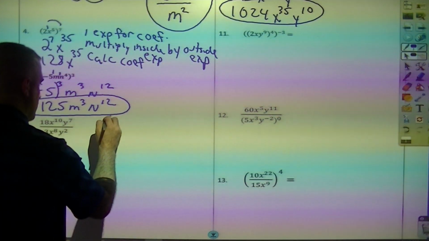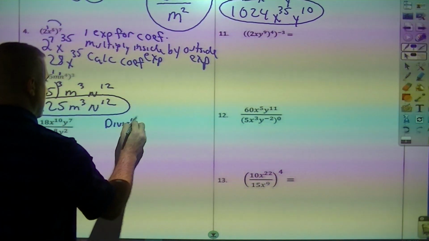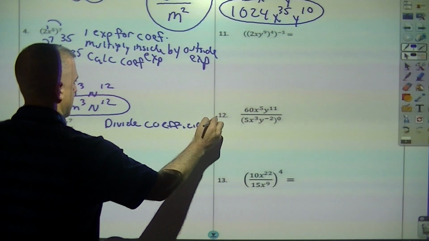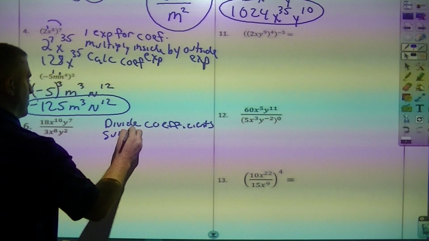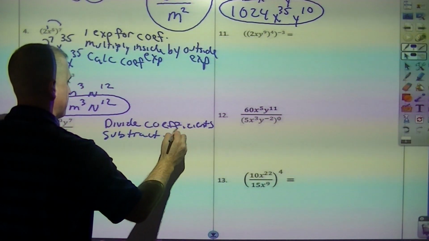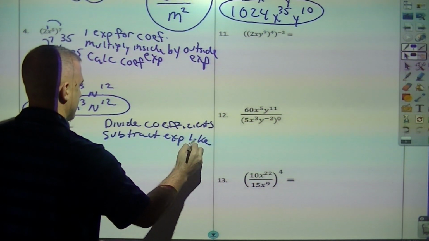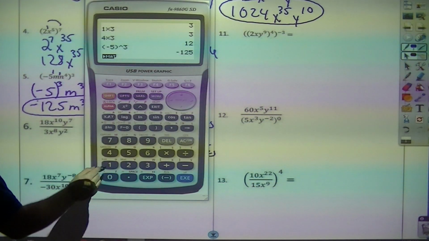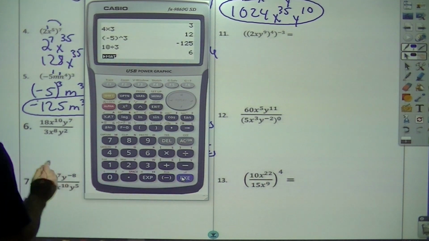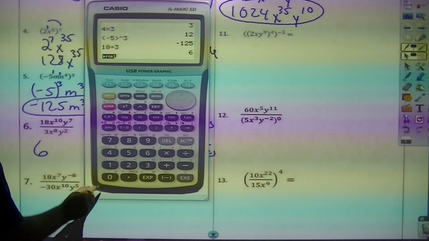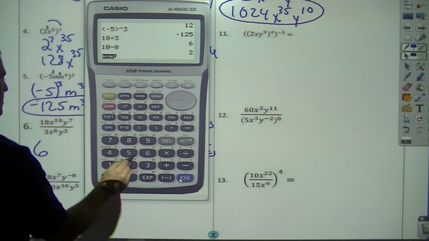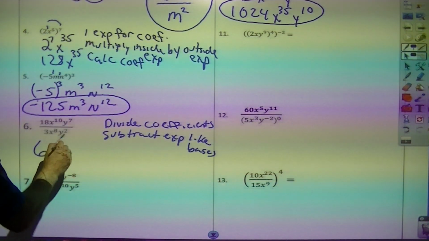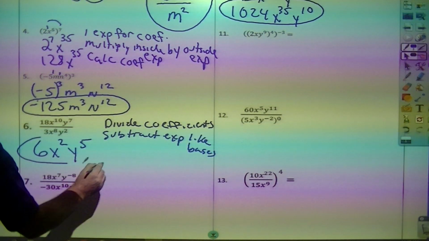When we do division, we divide the coefficients and we subtract exponents of like bases. So I'm going to do 18 divided by 3, which is 6. I am going to do subtraction: 10 minus 8, 7 minus 2. I got x squared, y to the 5th, that is complete.